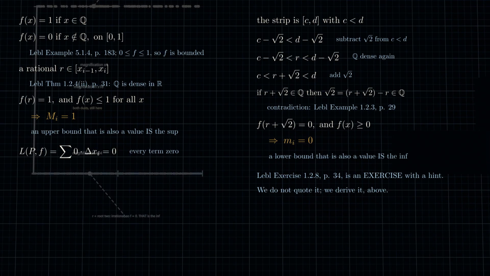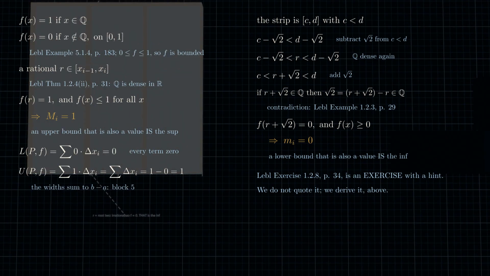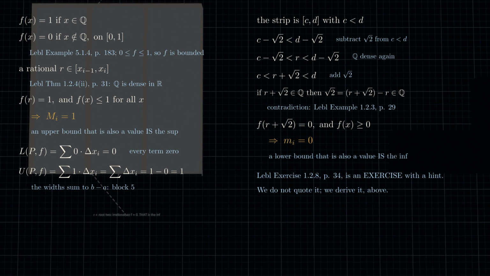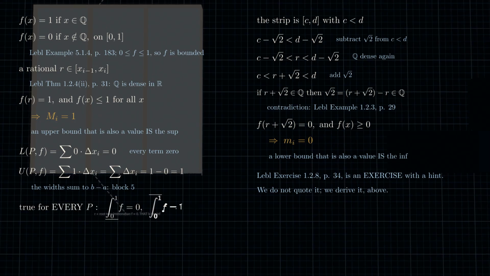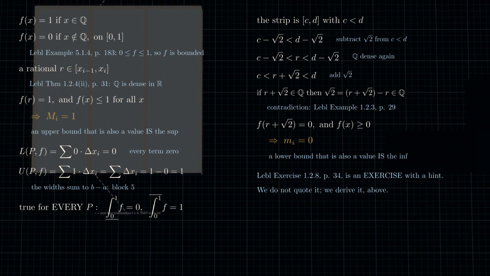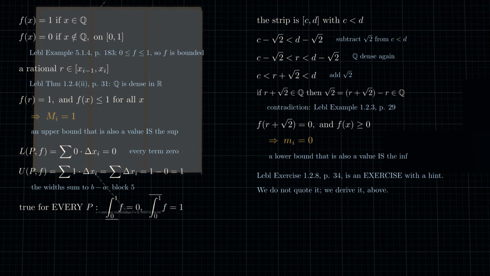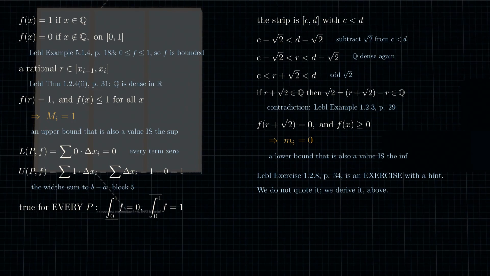The lower sum is the sum of 0 times delta x_i. Every term 0, so 0. The upper sum is the sum of 1 times delta x_i, the sum of the widths. And we proved that is b minus a, here 1. And nothing about the partition was used. Every lower sum is 0. Every upper sum is 1. So the set of all lower sums has one member, 0. Its supremum, the lower integral, is 0. The set of all upper sums has one member, 1. The upper integral is 1.